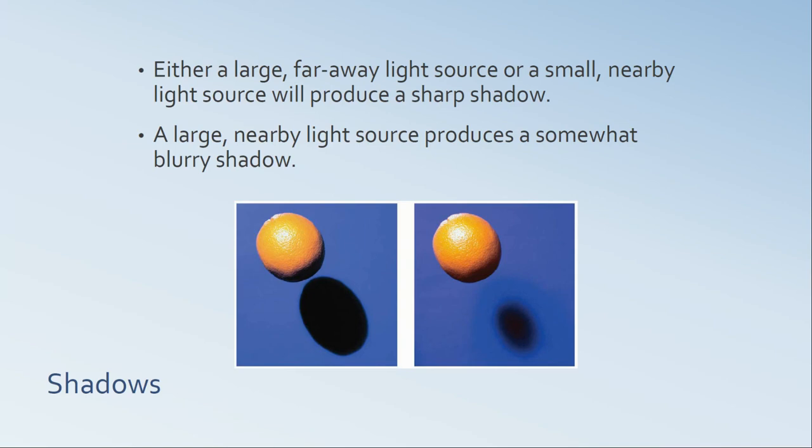We can also affect how the shadow looks by bringing the object closer to the surface it's casting a shadow on or further away. So, for instance, on the left, if we hold the orange close to the wall where that shadow is being cast, the shadow is going to be a sharp one. If we move the orange away from the wall, then we're going to get a blurrier shadow.